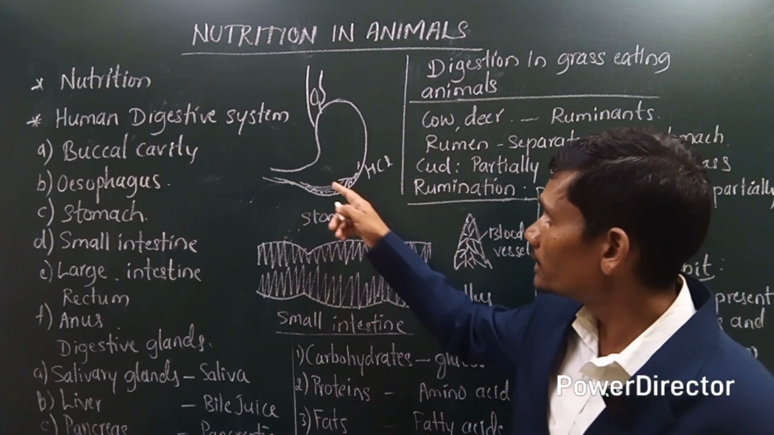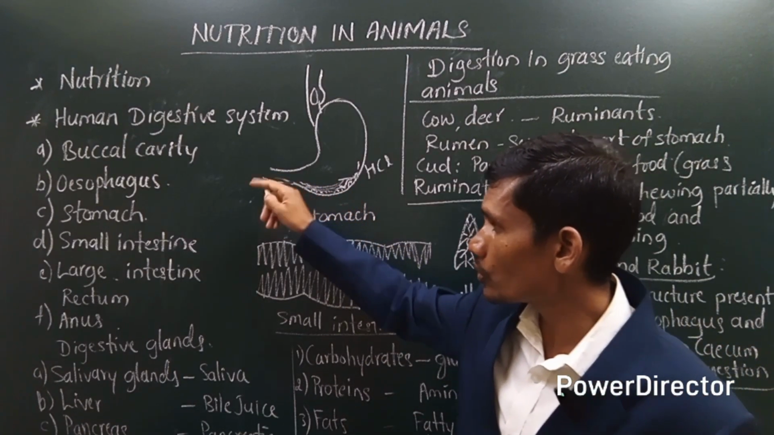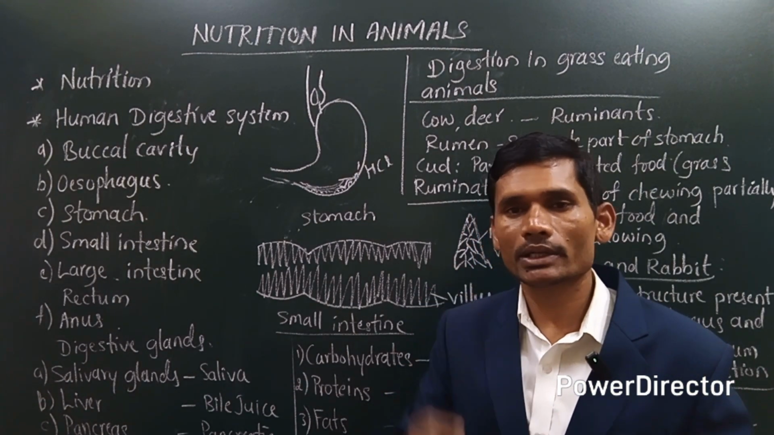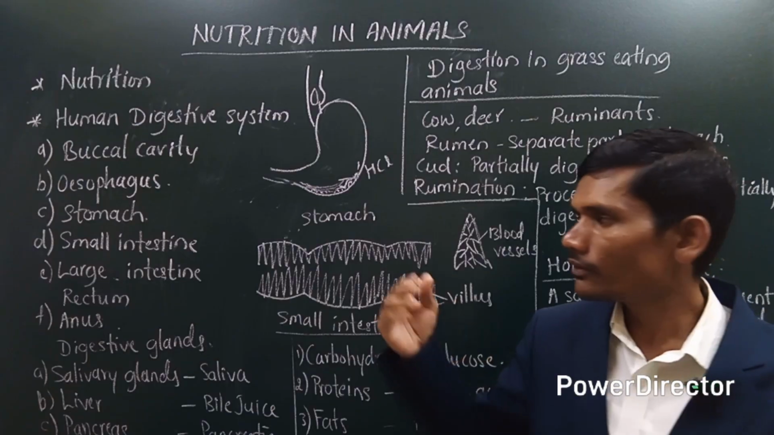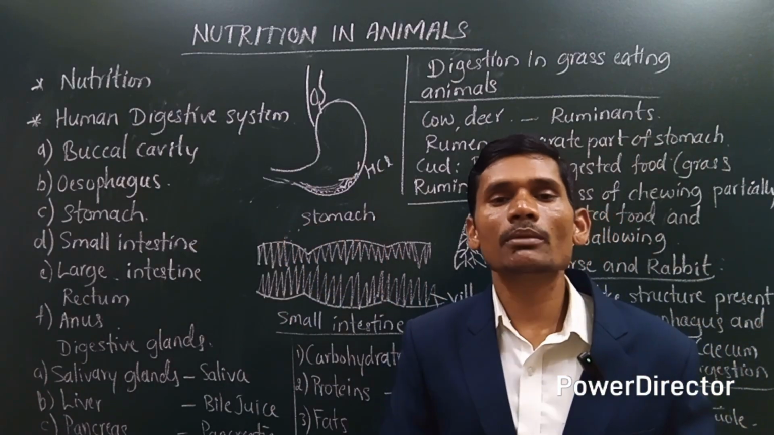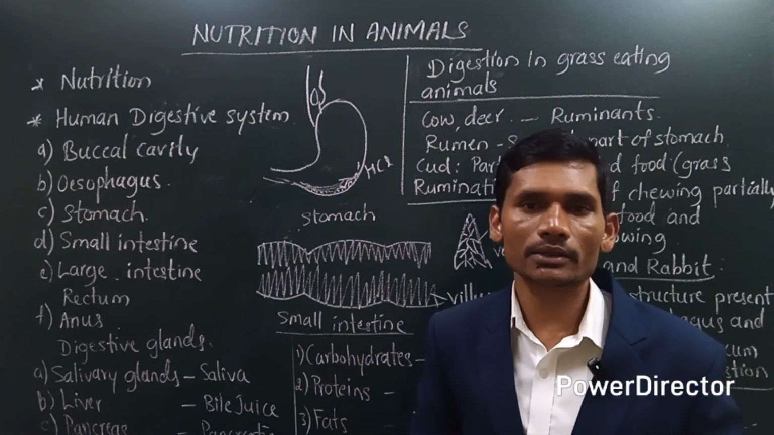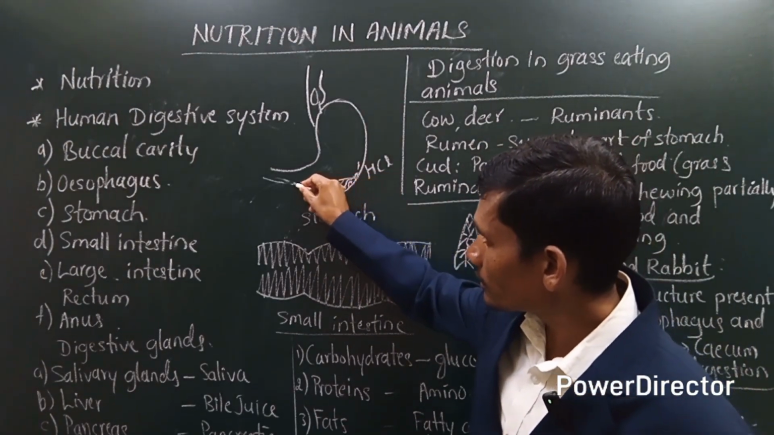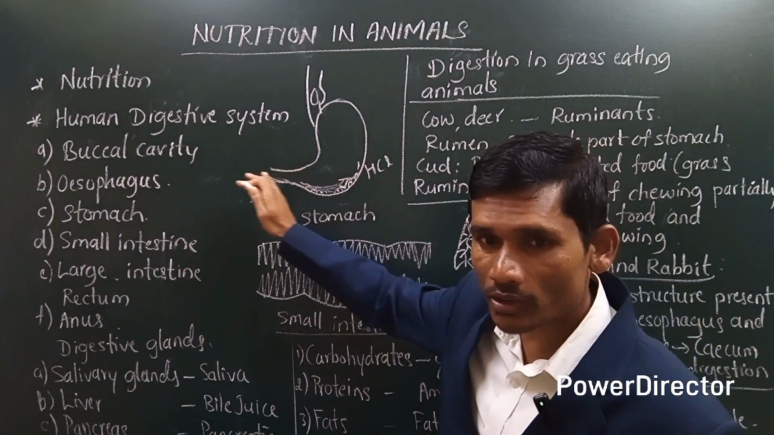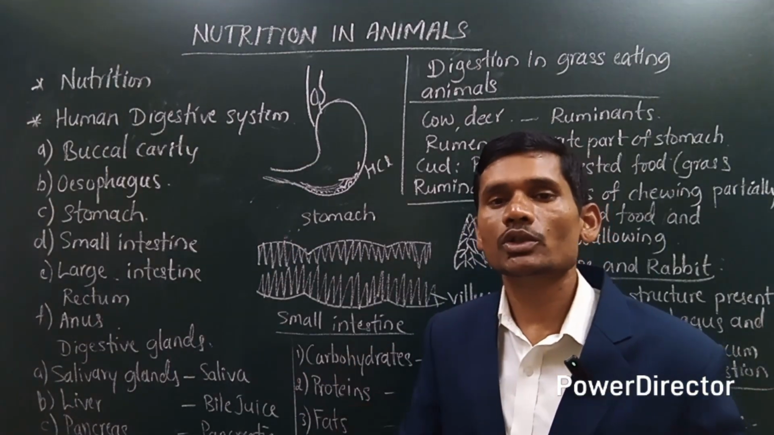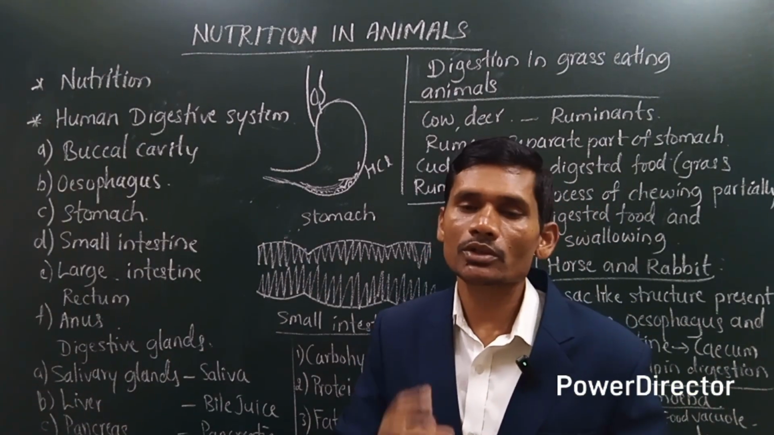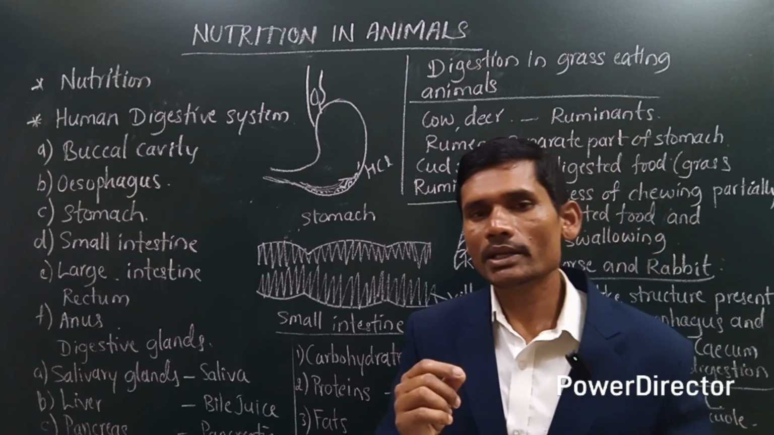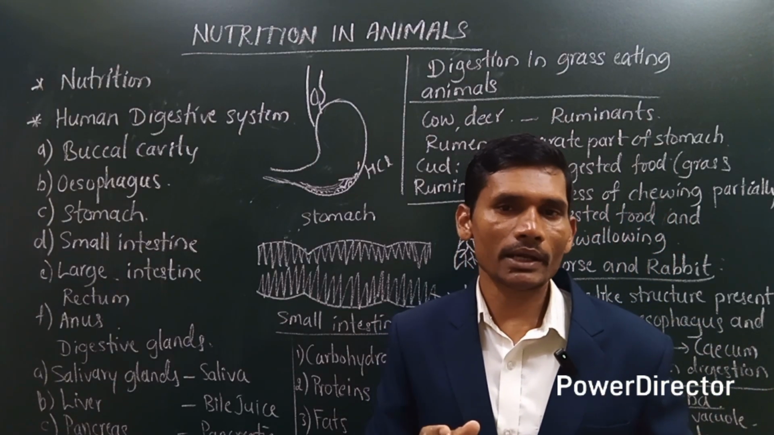Now coming to the other end, it is connected to the intestine. What type of intestine? The small intestine. There are two types. The small intestine is about 7.5 meters in length. When food moves from the stomach to the small intestine, the small intestine receives two secretions from two glands, the liver and the pancreas.